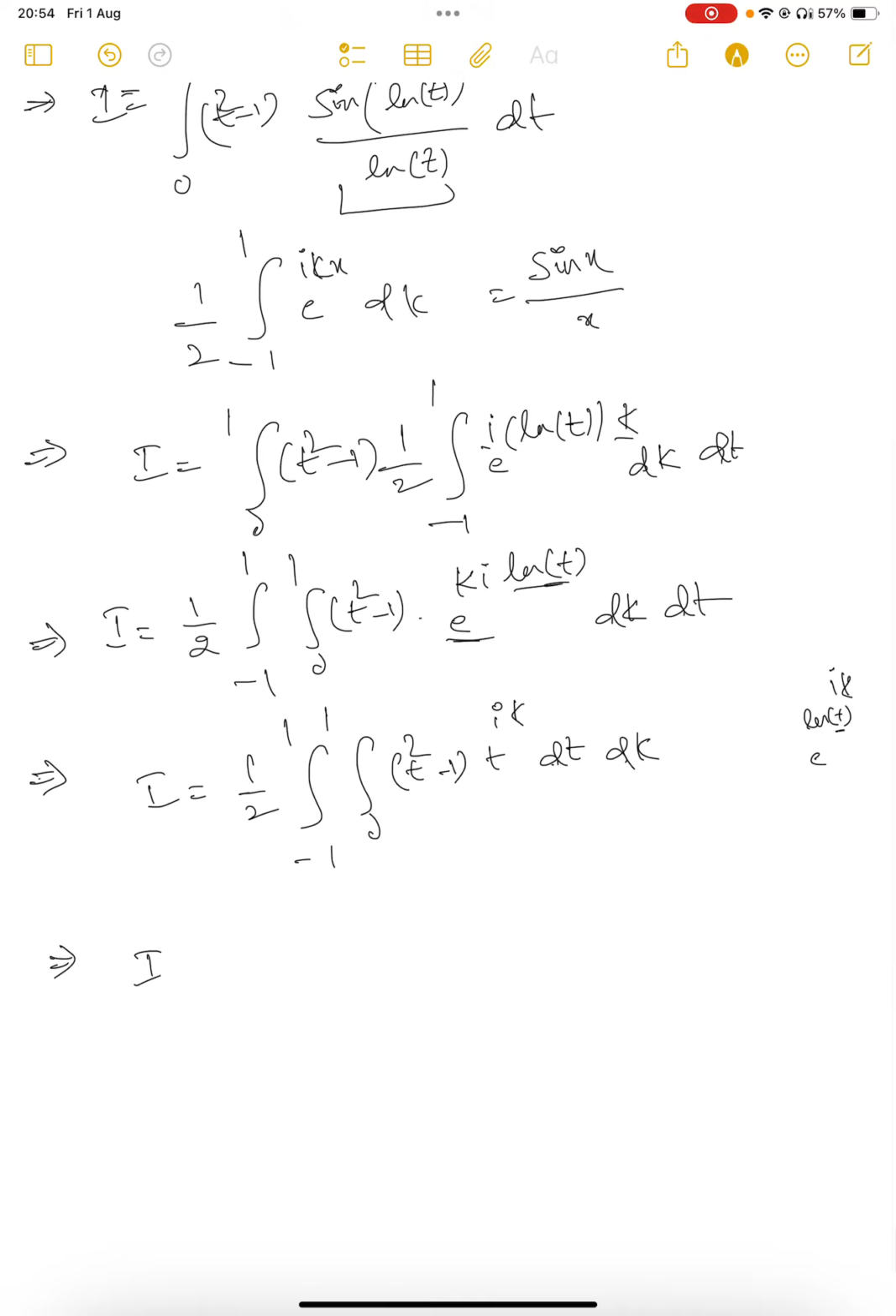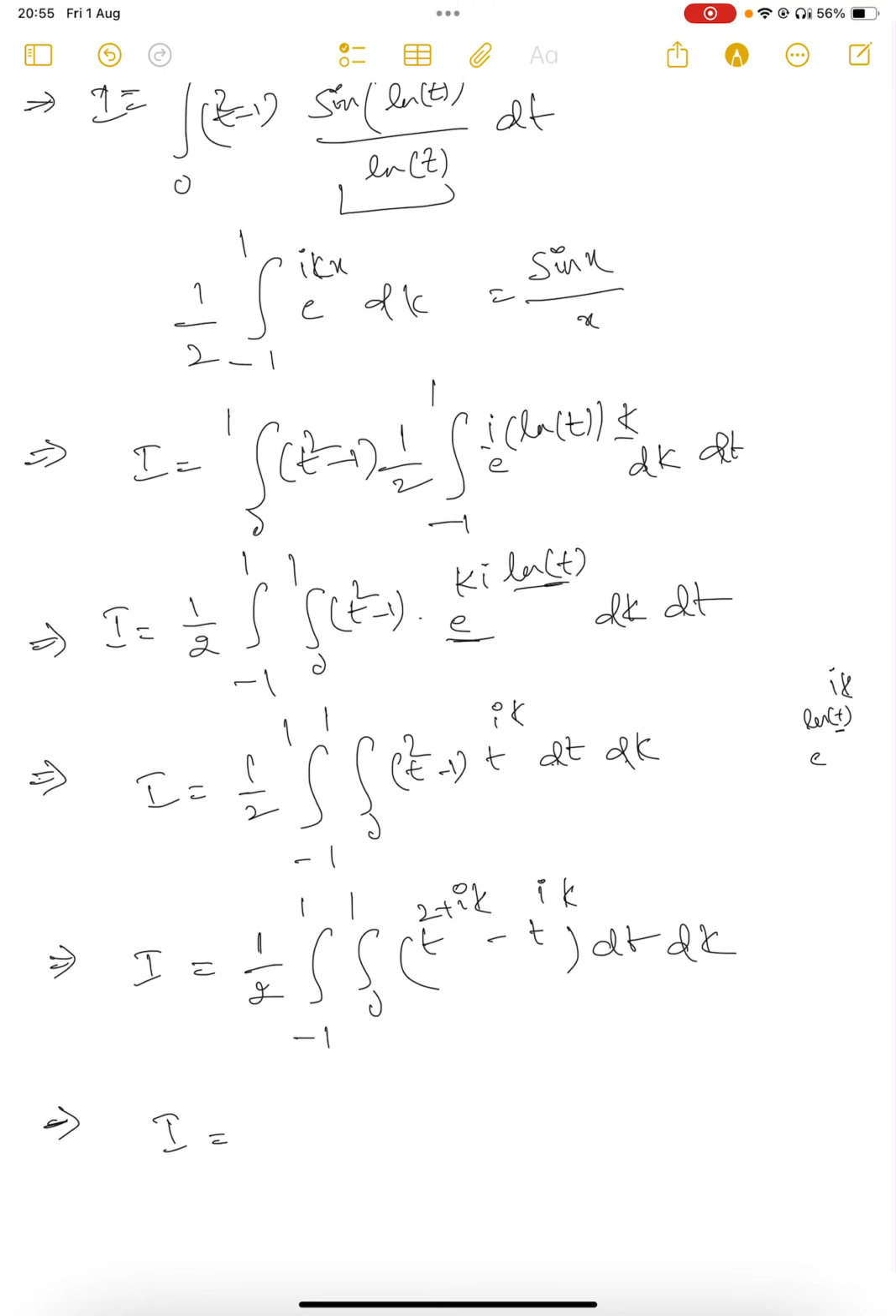That is, let's do the calculation. I equal to half of the integral from minus 1 to 1, the integral from 0 to 1. This will be t power 2 plus ik, right? Then the other will be t power ik, then dt dk.